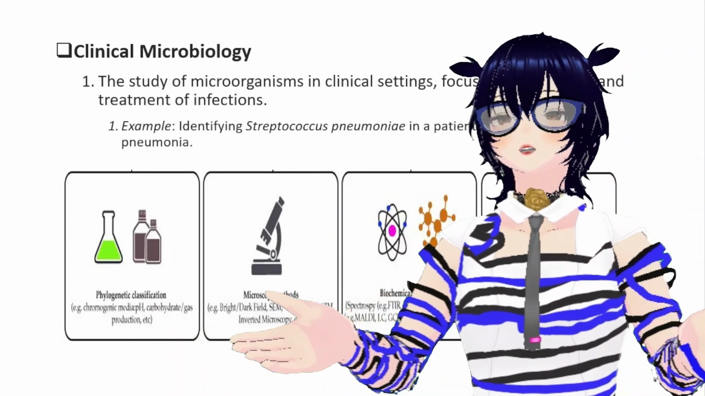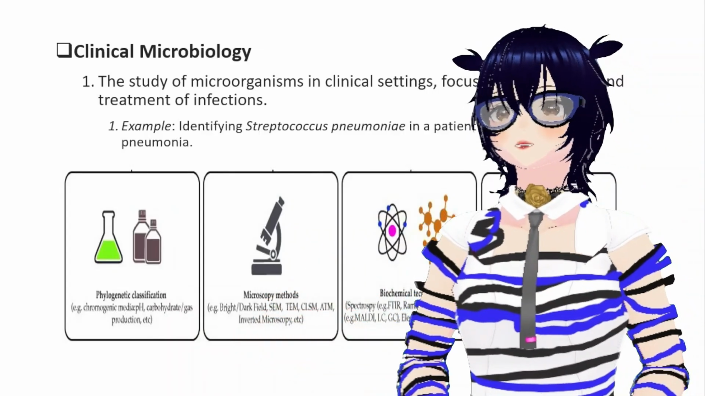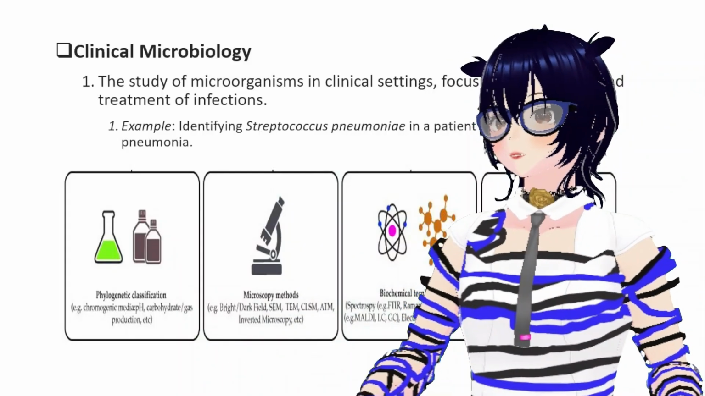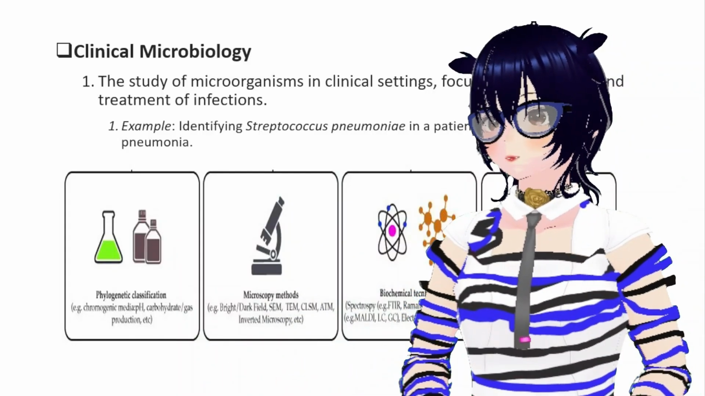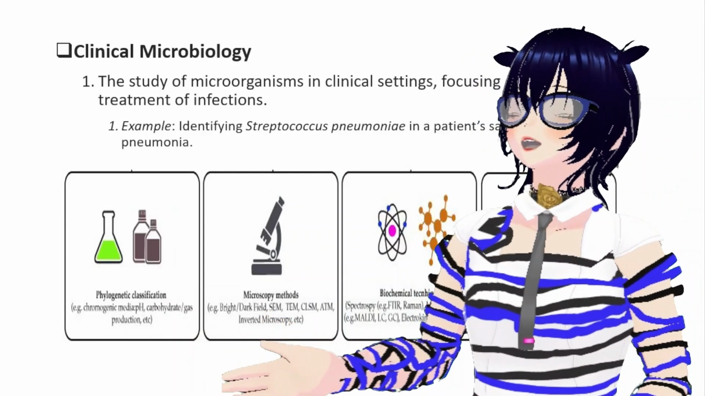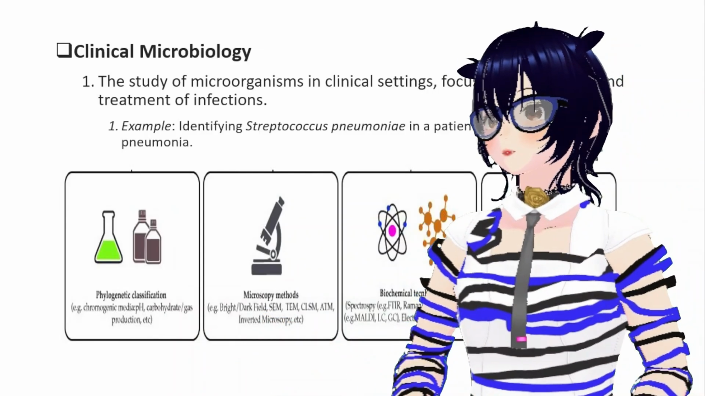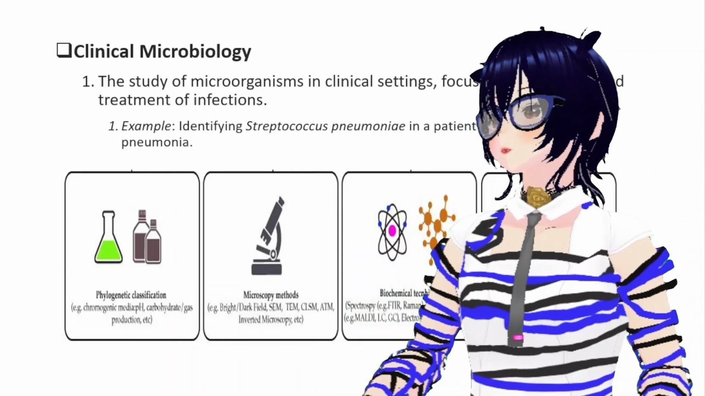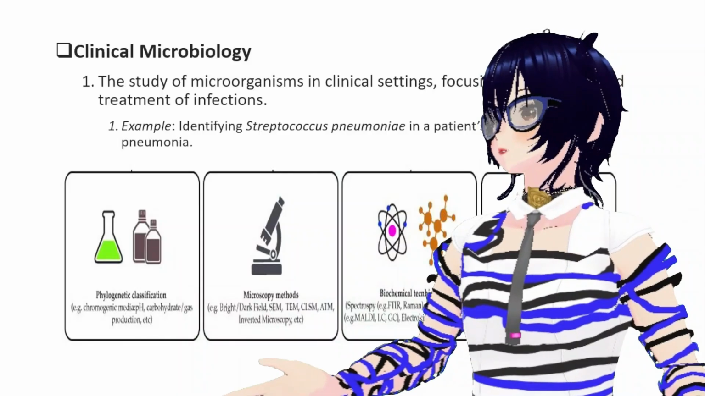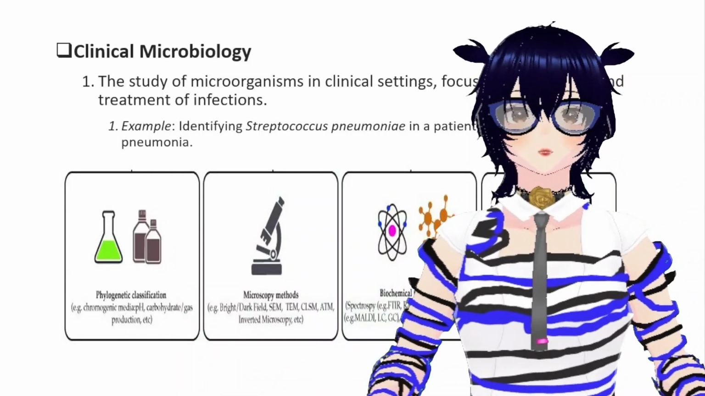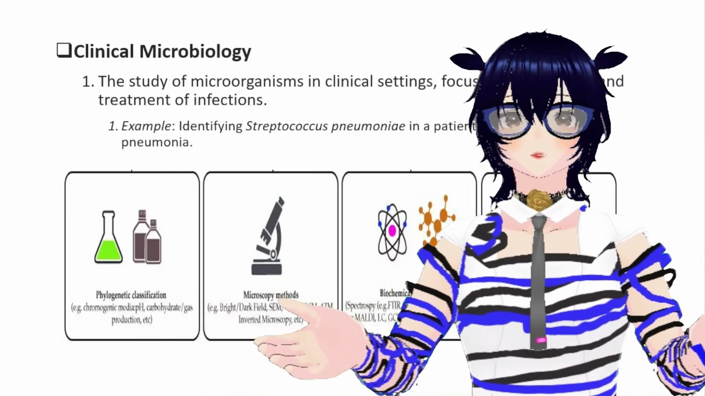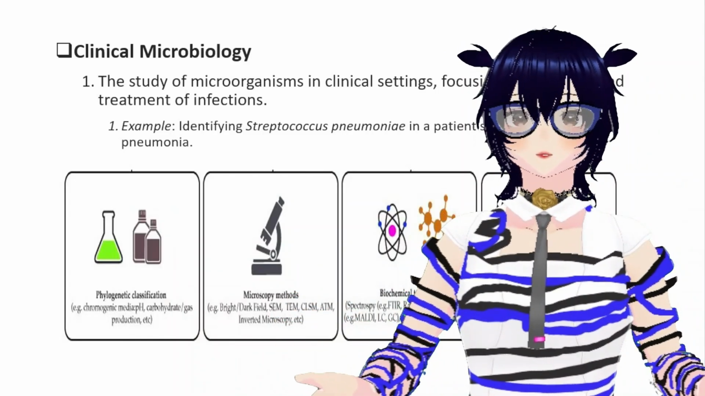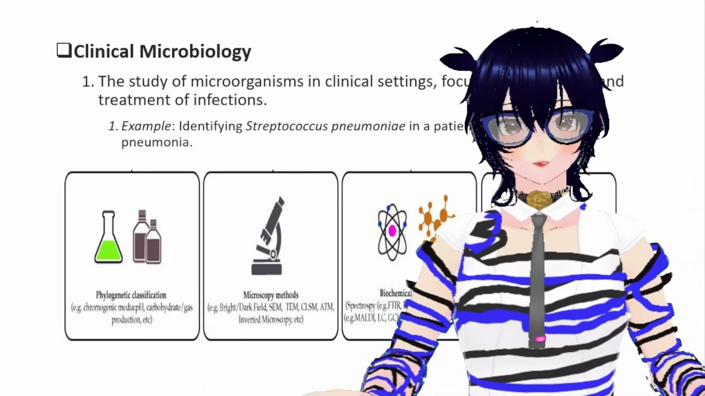Clinical microbiology, the study of microorganisms in a clinical setting, focusing on the diagnosis and treatment of infections. For example, identifying the streptococcus pneumonia in the patient samples to diagnose pneumonia. Actually, we have to study the steps that actually happen in the clinical settings. So there are actually three main levels that we can go through to identify the microorganisms. Now, the first one is the microscopy. Of course, before doing everything, we have to go to the microscopy method, right?